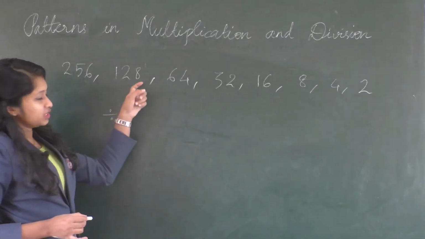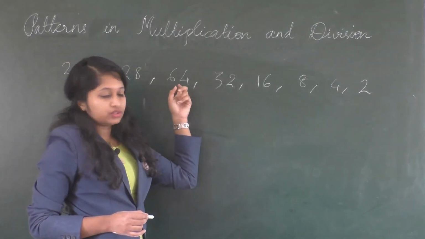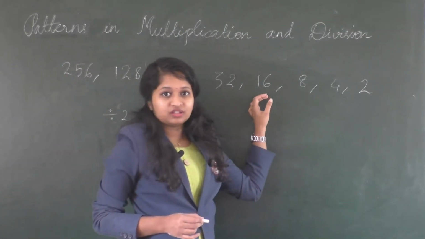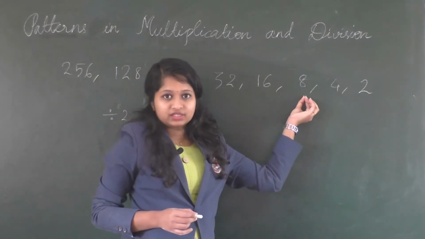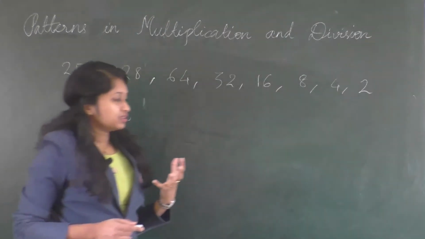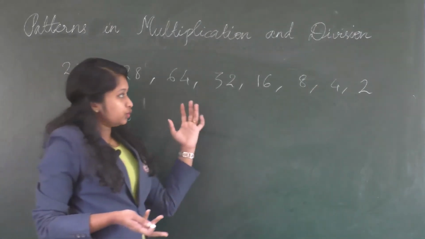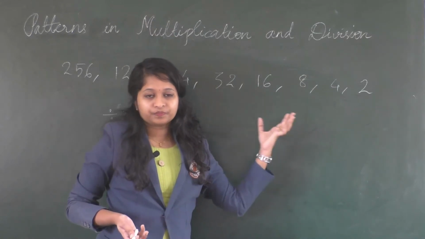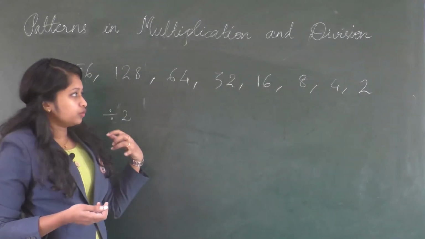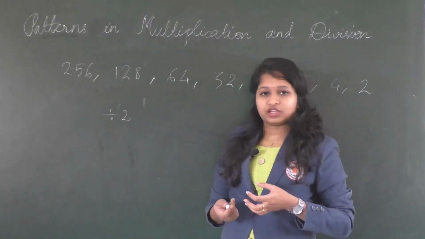256 divided by 2 is 128. 128 divided by 2 is 64. 64 divided by 2 is 32. 32 divided by 2 is 16. 16 divided by 2 is 8. 8 divided by 2 is 4. 4 divided by 2 is 2. That means what pattern is here? Each number is divided by 2 to get the next number. So this is how we can easily find the numbers. If it is in decreasing order, then it would be division or subtraction. If it is in increasing order, then it will be addition or multiplication.